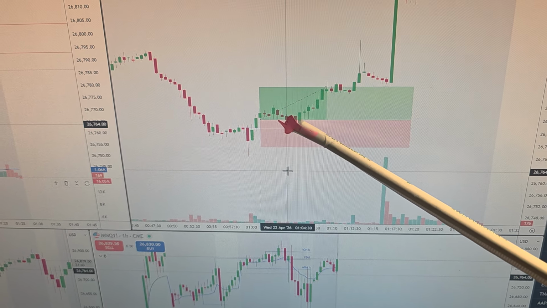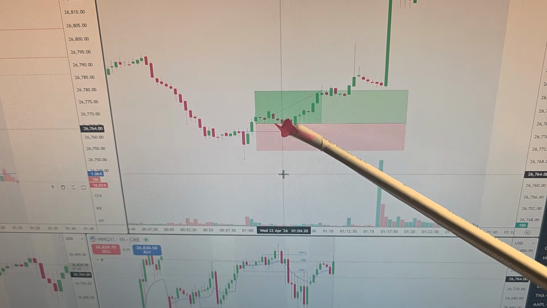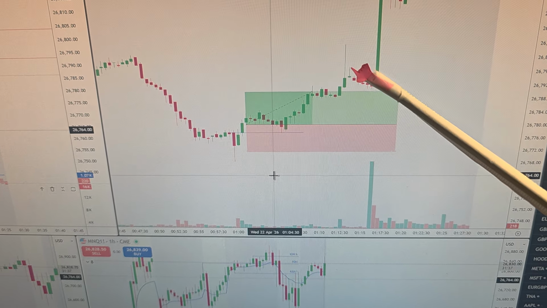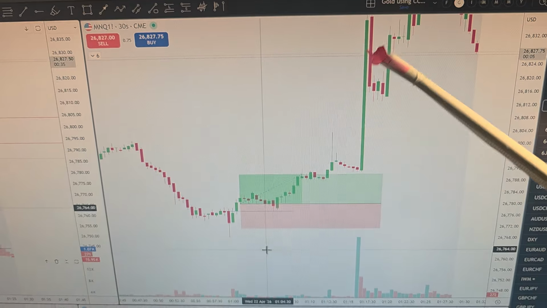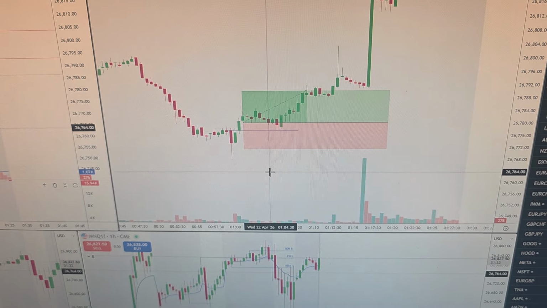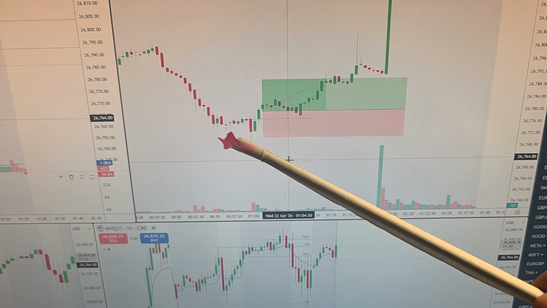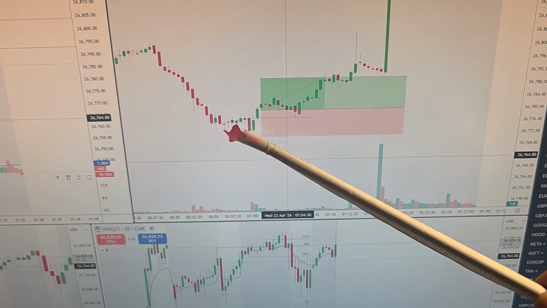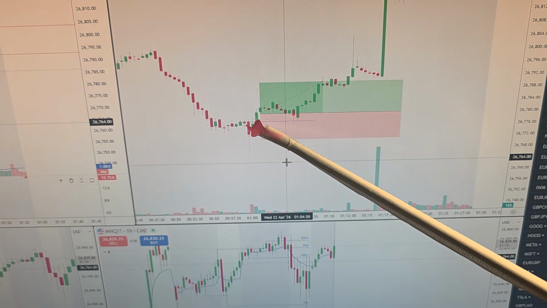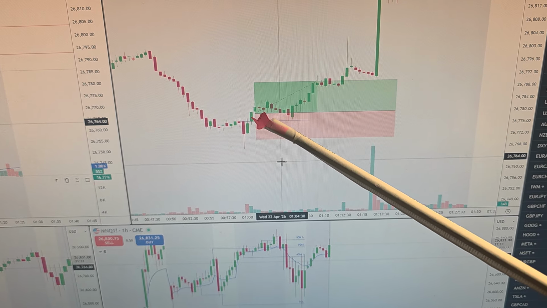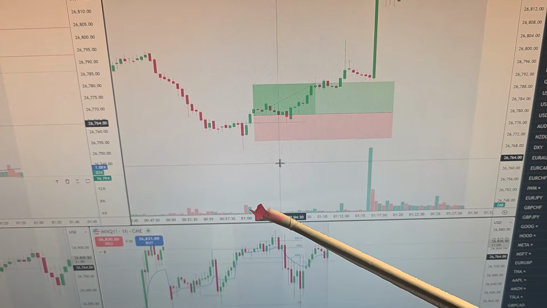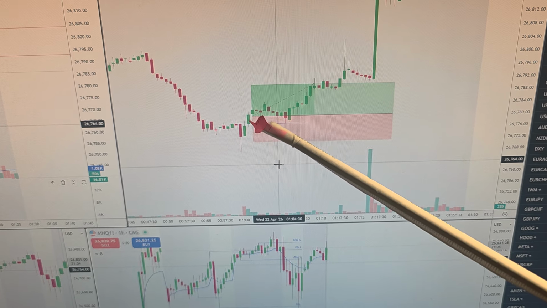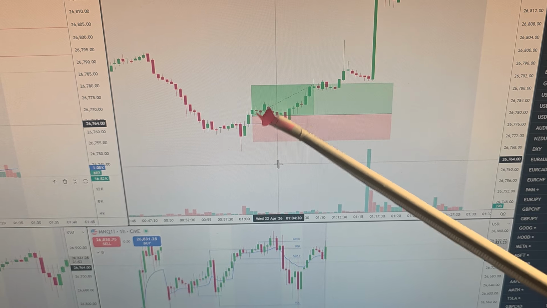then we put a green and pink box here, and then it goes to target, and it goes much more to target. But what's notable here is that we push down, we get rejected. We sweep these lows. We have a strong close, although volume is not that great. But the candle shape is great.